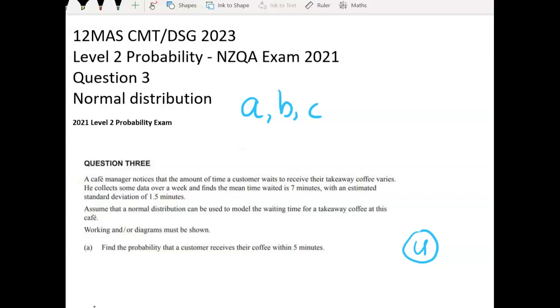I'm going to show you how to do this both using your calculator and using the tables. Now I haven't got a graphics calculator emulator with me on my home laptop, so I'm just going to talk you through what commands to use.